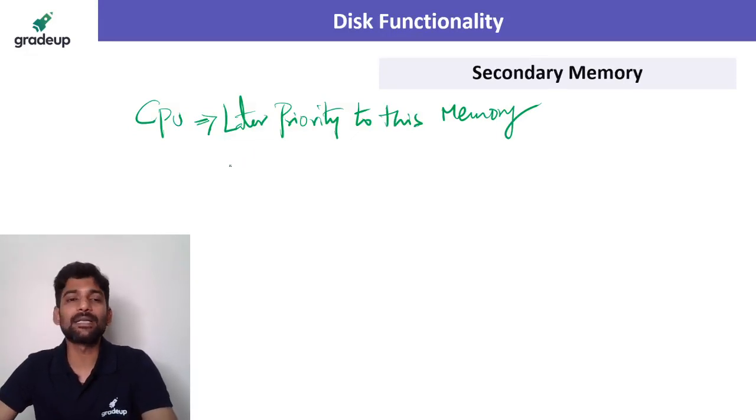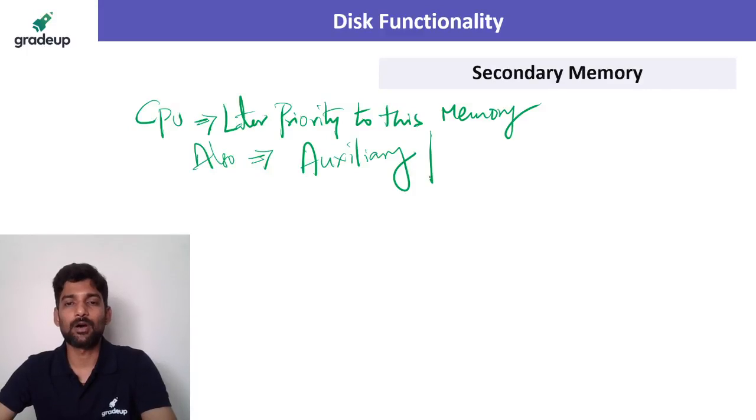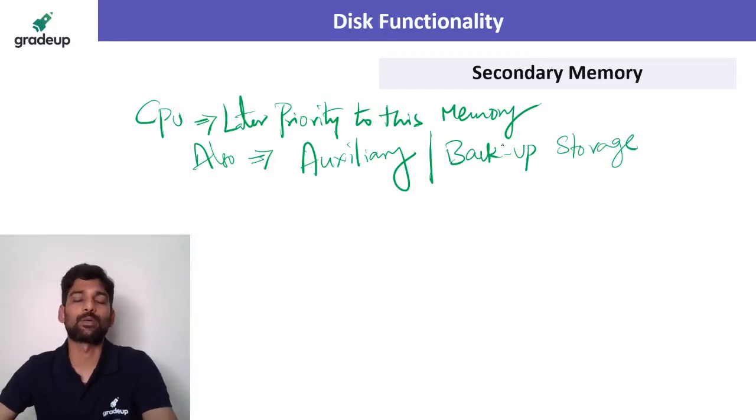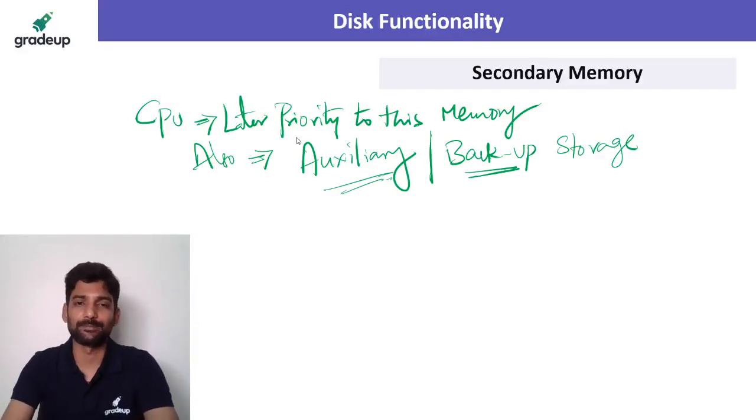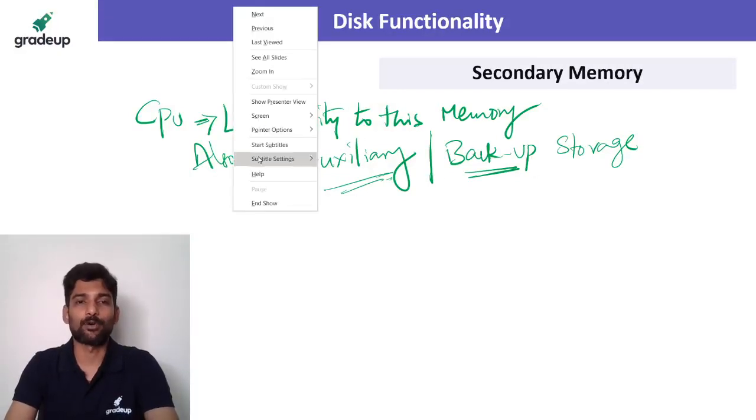And what is the other name for this secondary memory? It is also known as auxiliary storage or backup storage. Auxiliary means excessive than required, and backup means safe copy. So auxiliary or backup gives this meaning.